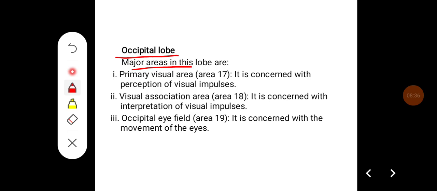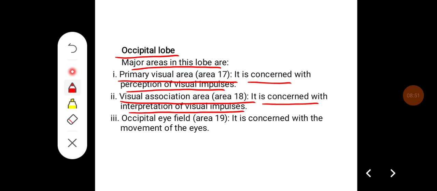Occipital lobe. The major areas of this lobe are the primary visual area, that is area number 17, which is concerned with perception of visual impulses. Whereas the visual association area, that is area number 18, is concerned with interpretation of visual impulses. Whereas the occipital eye field, that is area 19, is concerned with movement of the eyes.